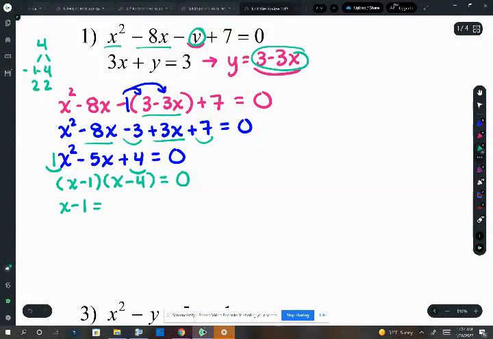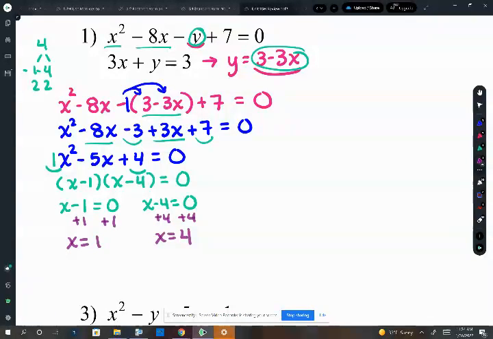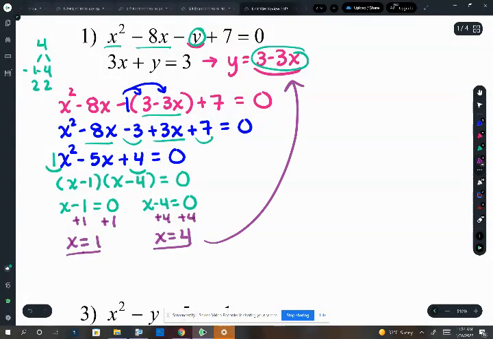So we have x minus 1 equals 0, x minus 4 equals 0. And then we're going to solve that by adding 1 to both sides and by adding 4 to both sides. And then to find the y, we have to take these two solutions. So we're going to take the 1 and the 4, and we're going to plug it back up here into the y equals 3 minus 3x.